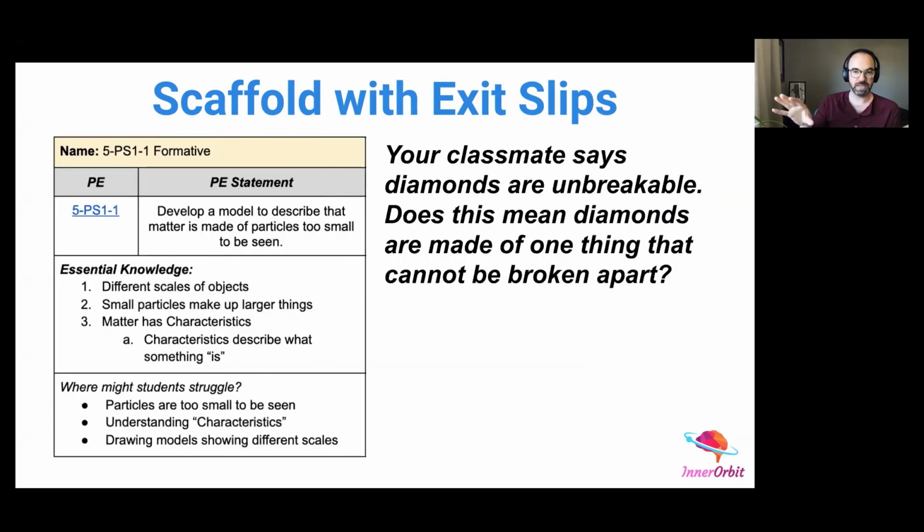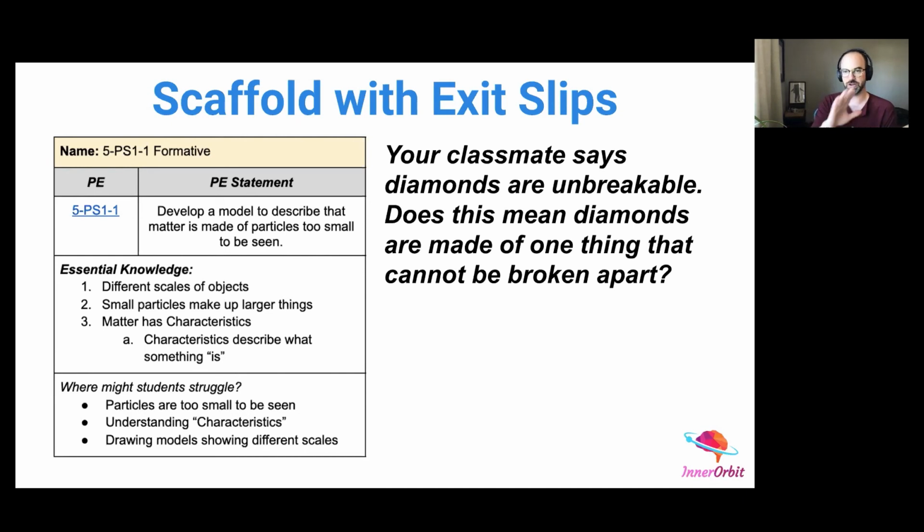One possible exit slip is, your classmate says that diamonds are unbreakable. Does this mean diamonds are made of one thing that cannot be broken apart? So we want to give another example of a really specific phenomena like a diamond, and you could potentially take your wedding ring out or something and grind it against something. Probably don't do that. And look at whether diamonds can be broken, and if they can or can't, why is that true? And just because something can't be broken, does that mean it's not made of many small things? This is a good way to talk about this after we talk about the fact that matter is made of small particles.